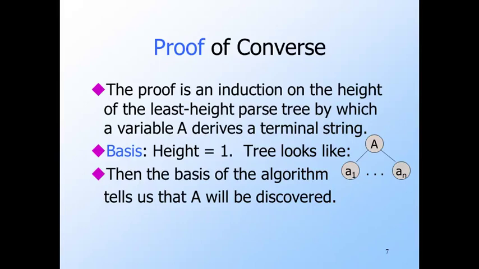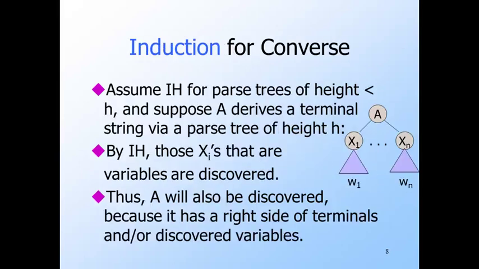The proof is an induction on the minimum height of a parse tree with root A and a yield of terminals. The basis is a tree of height 1, which consists of root A and one or more leaves labeled by terminals or perhaps epsilon. Then the basis step of the algorithm discovers A, so we're okay there. For the induction, assume the statement is true for height up to h-1. That is, all variables that are the roots of parse trees with height up to h-1 and a yield of terminals are discovered by the algorithm.